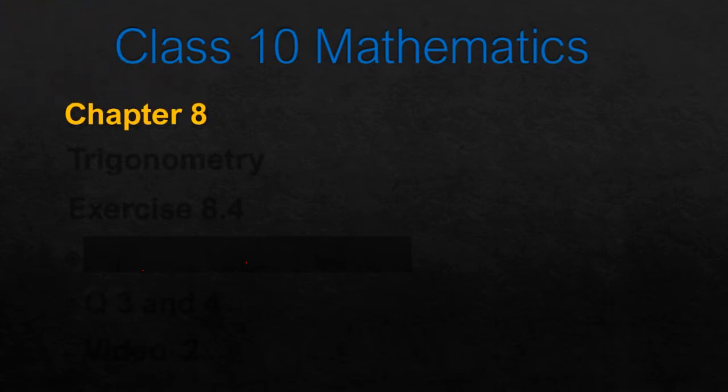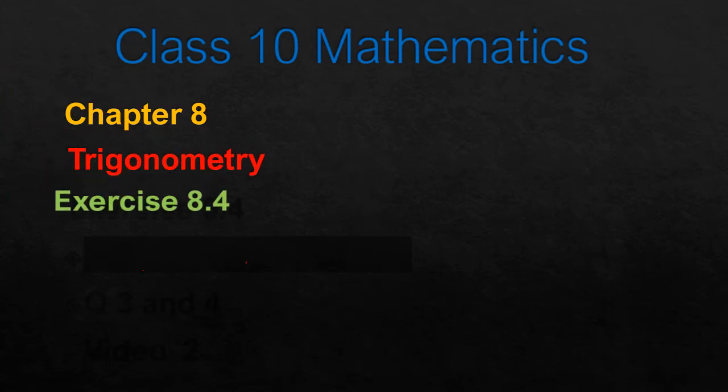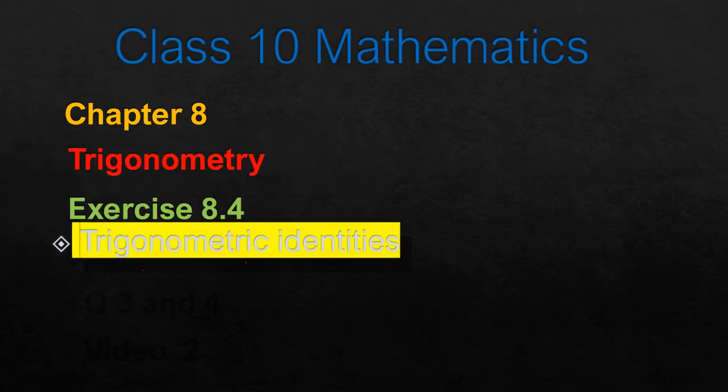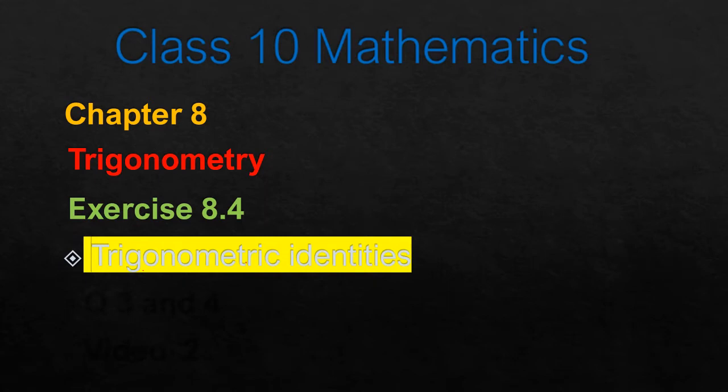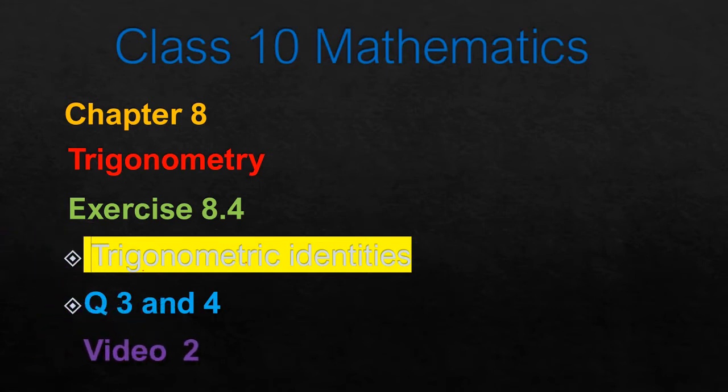So students, in today's video from your book class 10th mathematics, we are continuing our chapter number 8. The name of the chapter is trigonometry, and we are at the last exercise of this chapter, that is exercise 8.4. Before starting the exercise, we will do trigonometric identities. There are some standard trigonometric identities, you can say trigonometric formulas. First of all we will study them, then we will do the questions. So this is the first video of this exercise. Let us start.